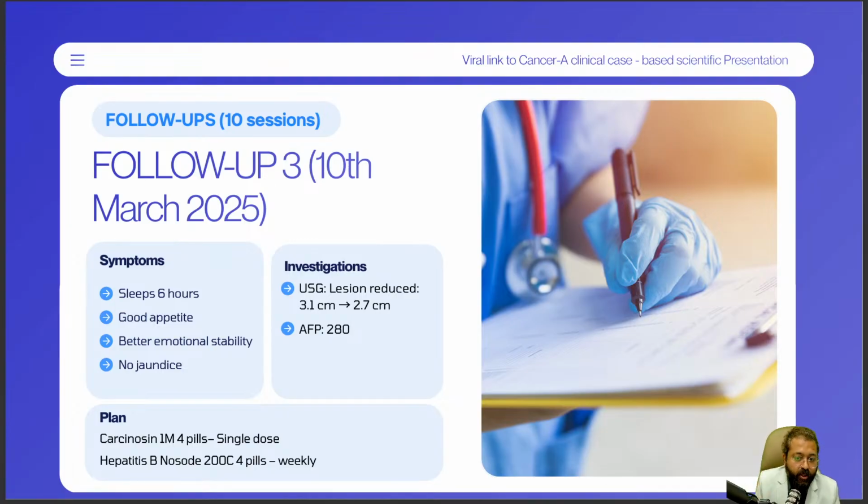In the follow-up, what is important is that we always see the values. Sometimes we also need to see whether the tumor is getting smaller or not, or whether some other liver lesions are suspected. So we get the sonography done also. Here we get to know it went from 3.1 centimeters to 2.7 centimeters, which was quite good, and the patient also got happy.